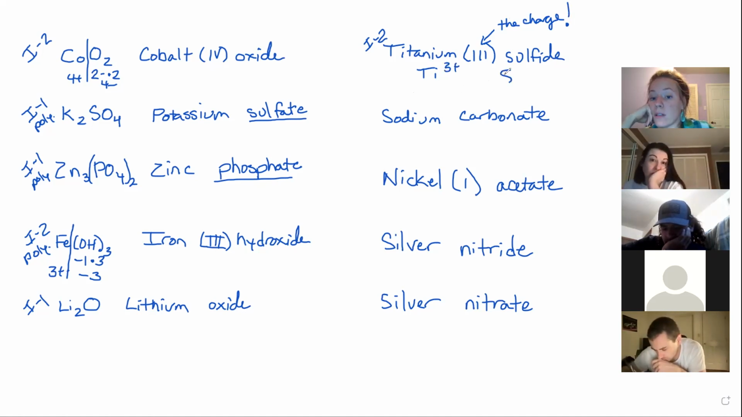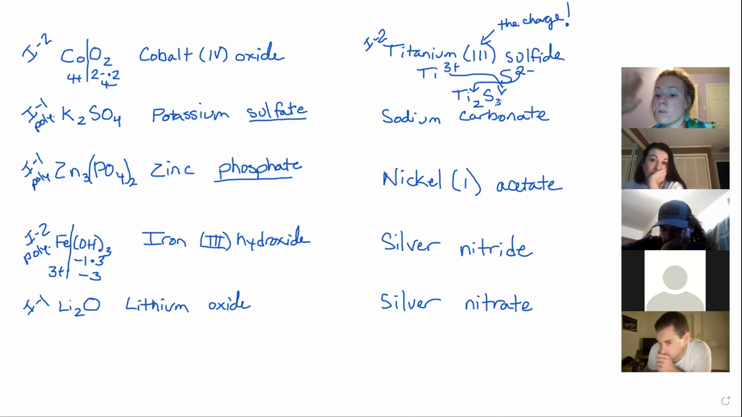Sulfide is talking about sulfur, and sulfur is always 2-. Flip flop, and I need to have 2 titaniums for every 3 sulfurs, right? Remember the 3 drops down there, the 2 drops down there. That would give me an overall 6+ charge on the metal side and a 6- charge on the non-metal side. So the whole thing is neutral, because with ionic compounds, the goal is to get this neutral charge.